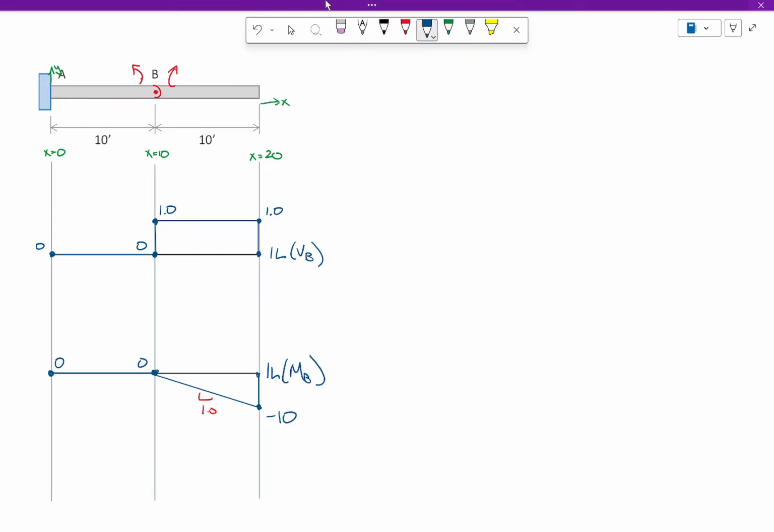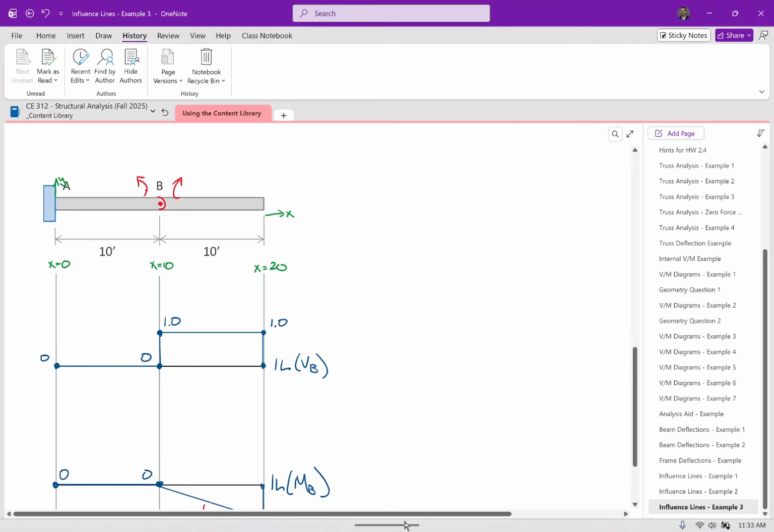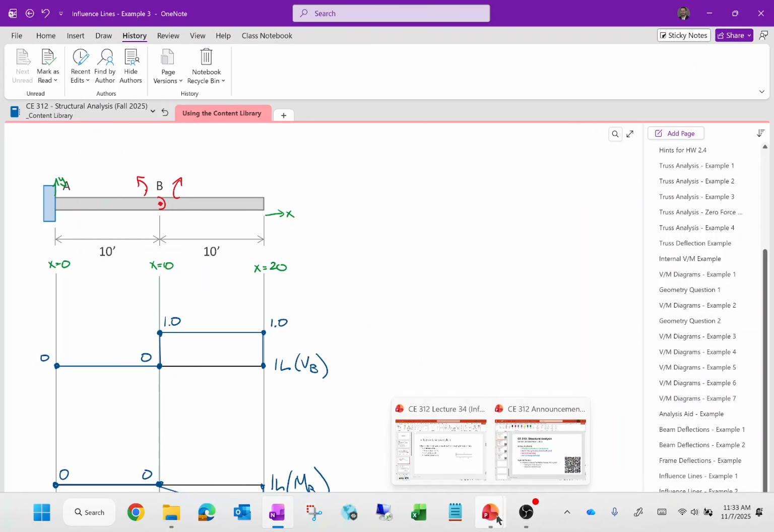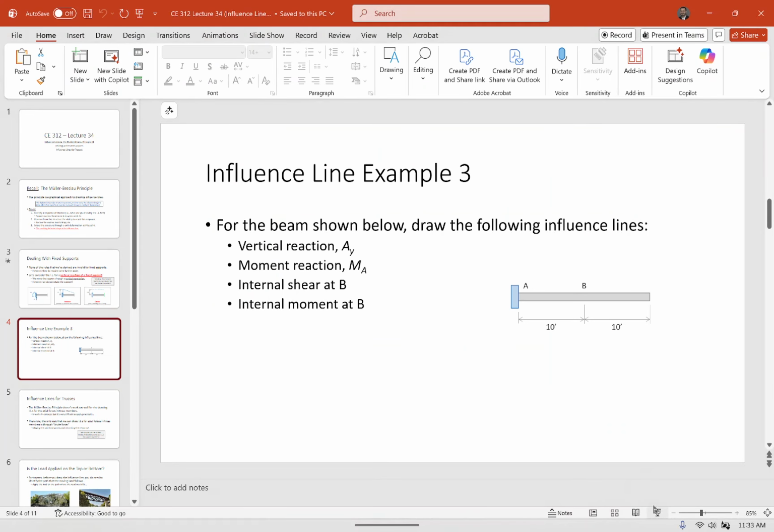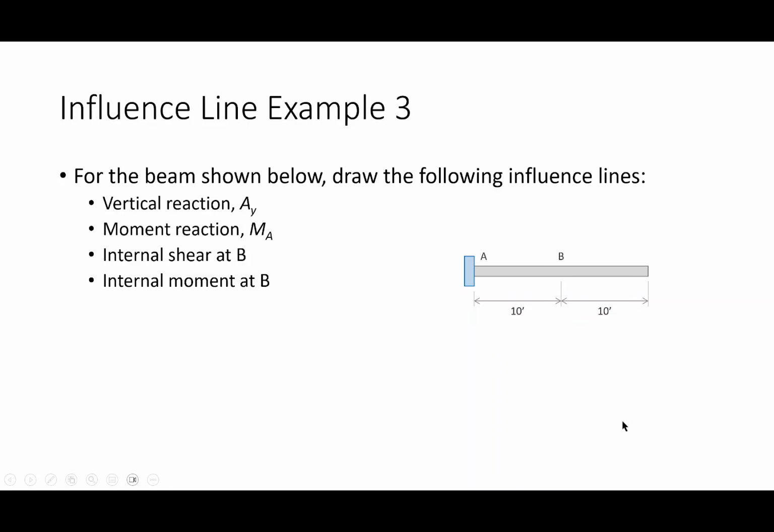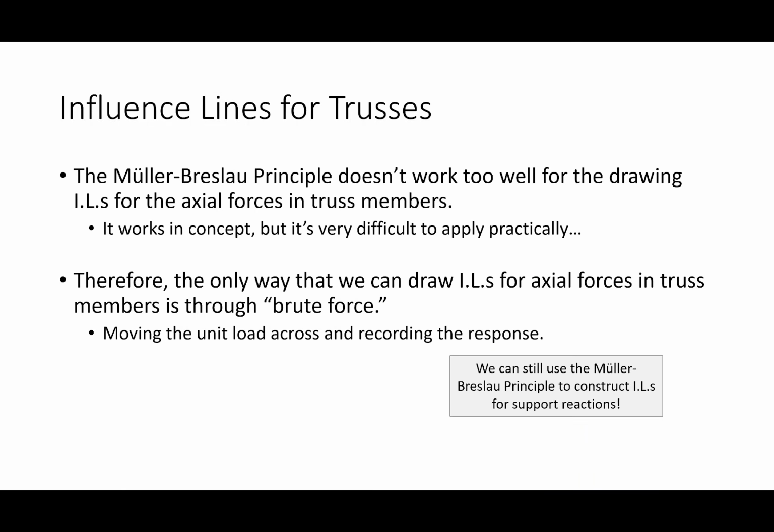Let's look at trusses. Okay. So the one thing we haven't discussed is the influence line for a truss. And when I say influence line for trusses, what I'm talking about is the influence line for the axial force in a given truss member. I want to be clear that the Mueller-Breslau principle does work theoretically, but it doesn't work practically.